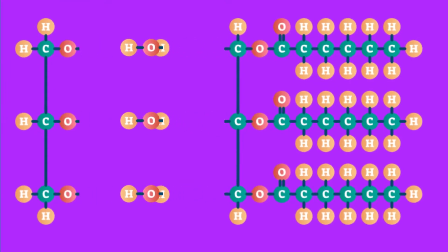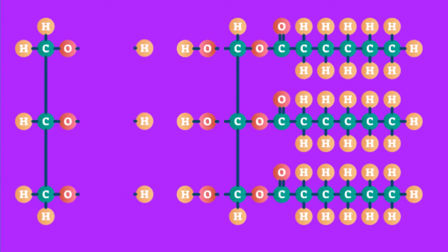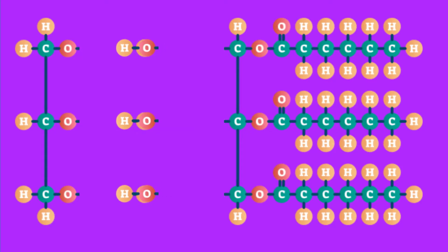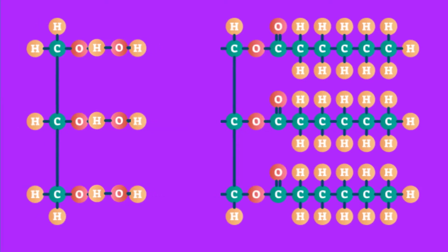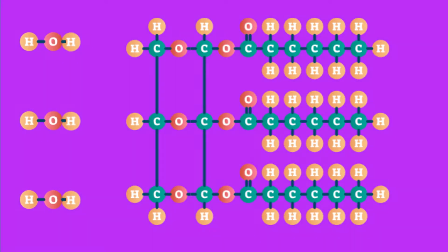Triglycerides form via dehydration synthesis. Glycerol gives up hydrogen atoms from its hydroxyl groups at each bond, and the carboxyl group on each fatty acid chain gives up a hydroxyl group. A total of 3 water molecules are thereby released.